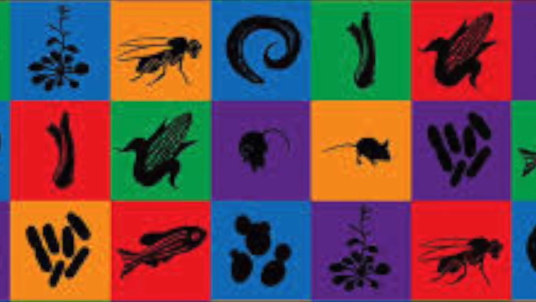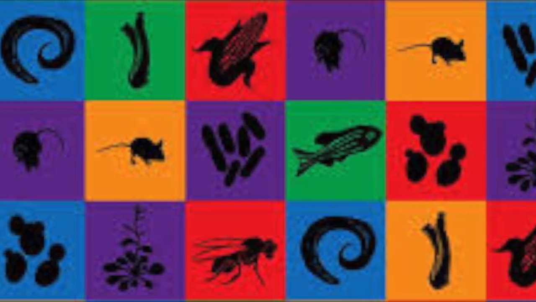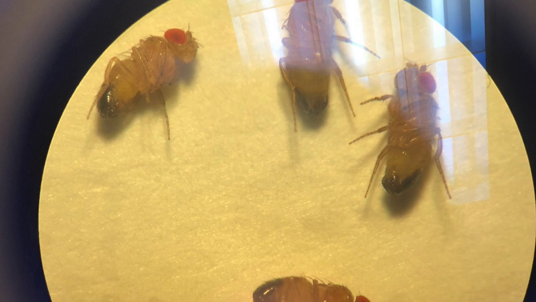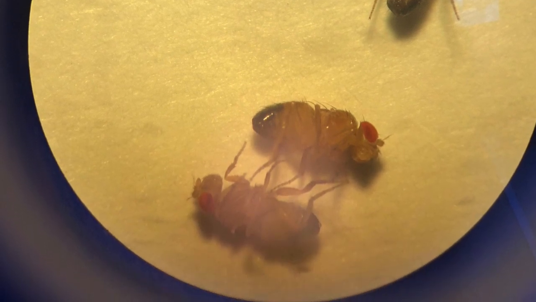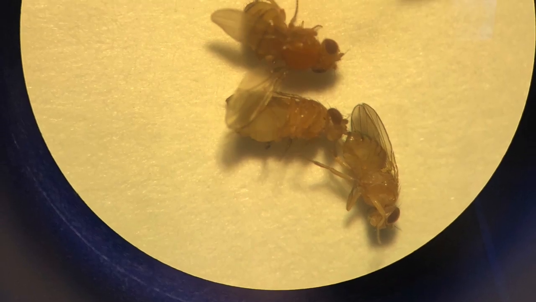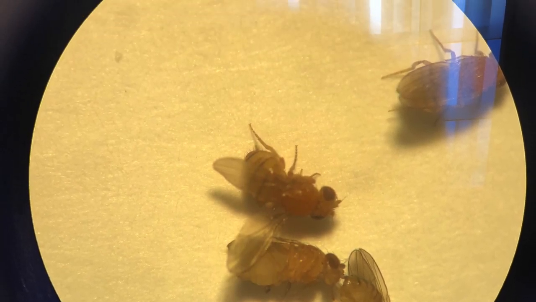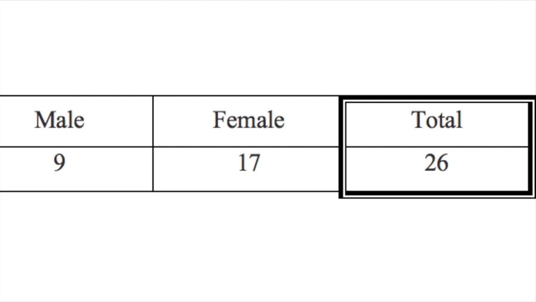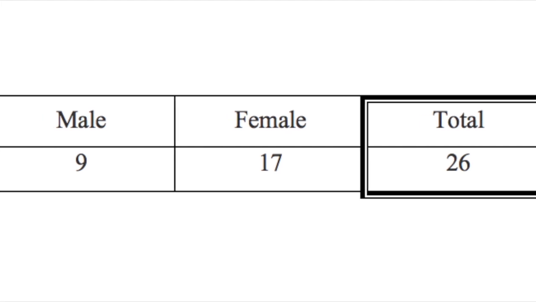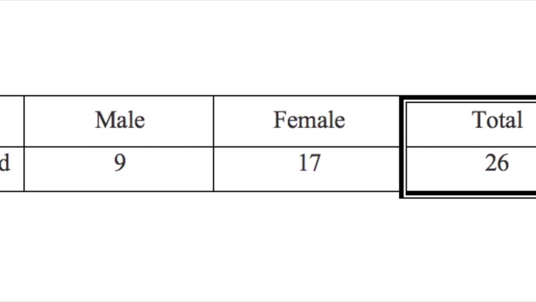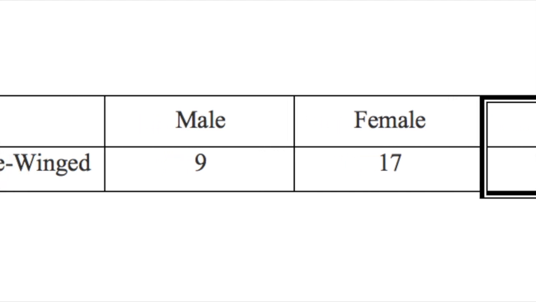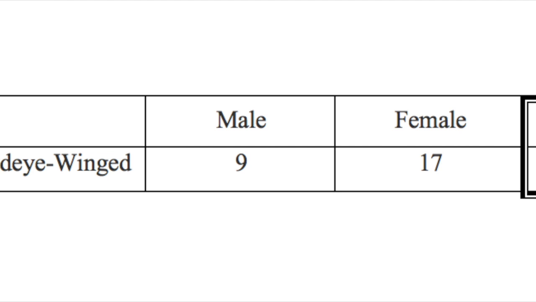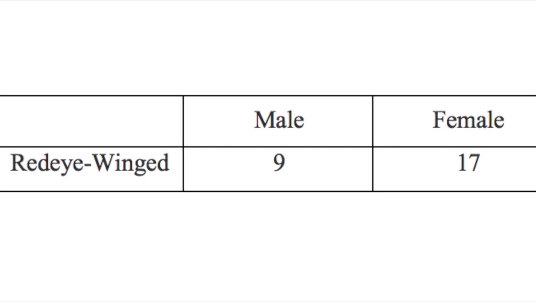Flies are an important species in science because they are a model organism. This lab was done using two sets of flies, male red-eye with no wings, or apterous, and female sepia with wings. The parent flies were mated and produced the F1 progeny. The F1 progeny consisted of 26 flies, 9 male and 17 female. All the progeny were red-eye with wings.